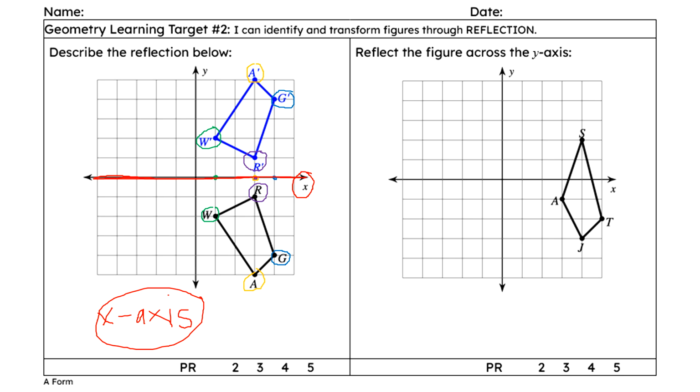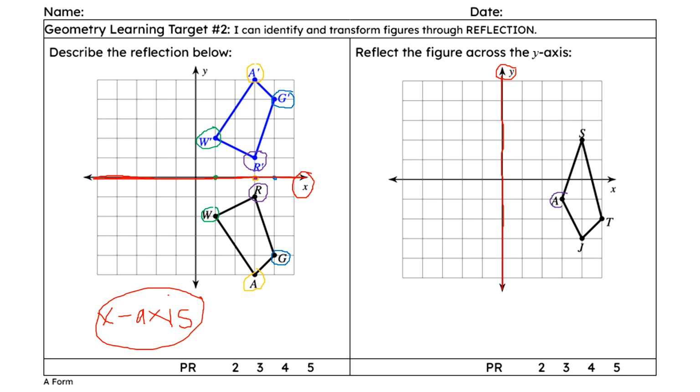So in the second problem, we're going to now perform a reflection. We're going to reflect the figure across the y-axis. So in this case, this is going to be my mirror up and down here. And I want to make sure that my prime points lie an equal distance across this mirror from the starting point of my quadrilateral ASTJ here. So let's start with point A.